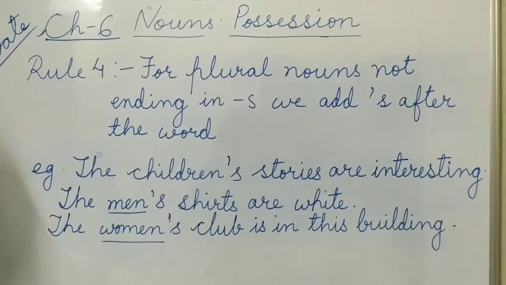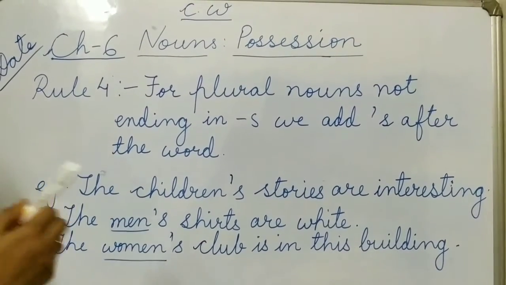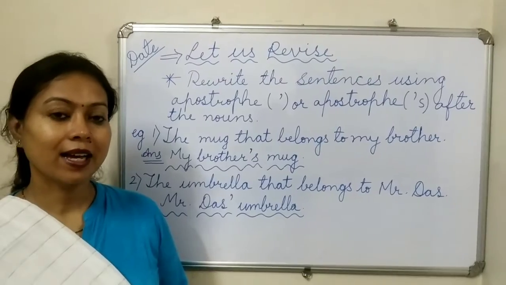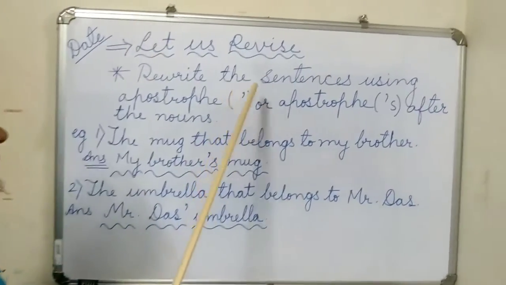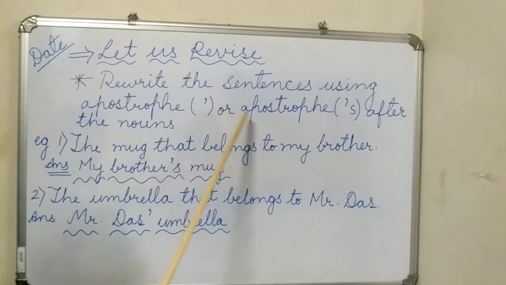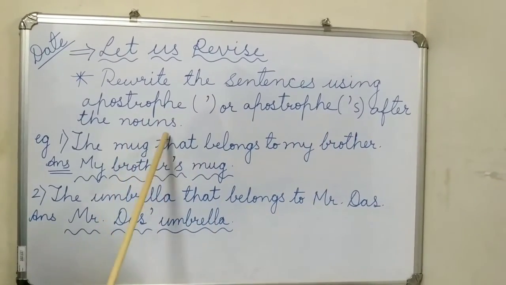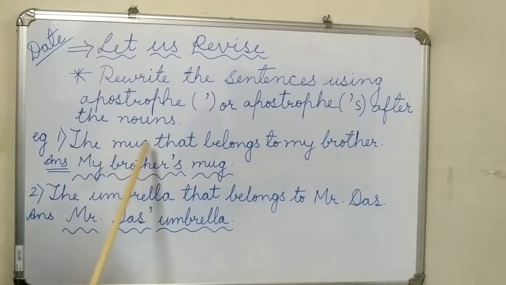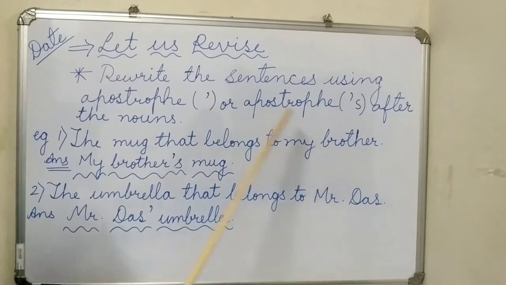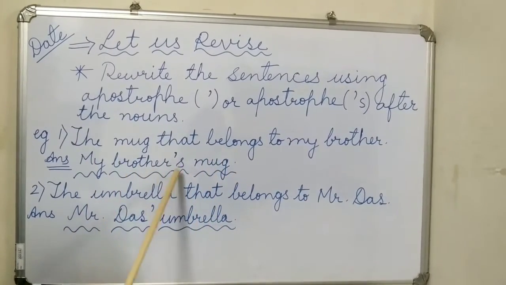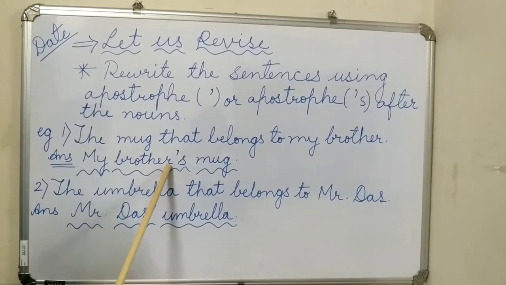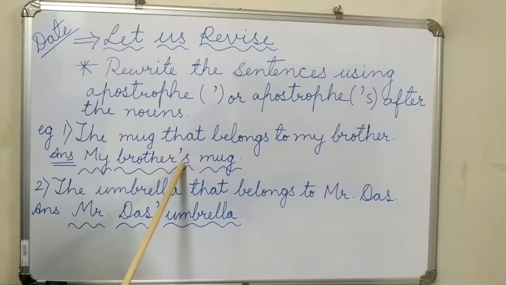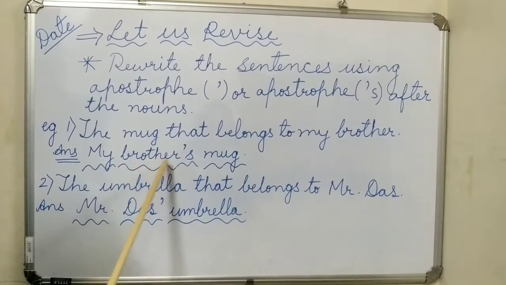I hope you have understood the chapter Nouns Possession. Let us revise what you have learned today through these examples. Rewrite the sentences using apostrophe or apostrophe S after the nouns. Example 1. The mug that belongs to my brother. Whose mug is that? My brother's mug. Here brother is a singular noun and it is not ending in S. So we put apostrophe S after the noun brother.